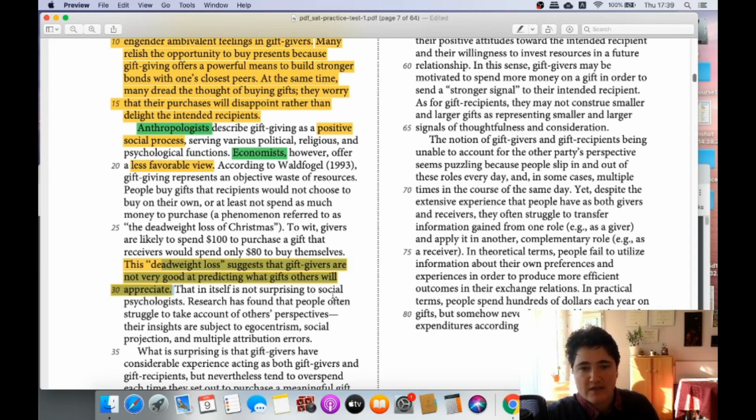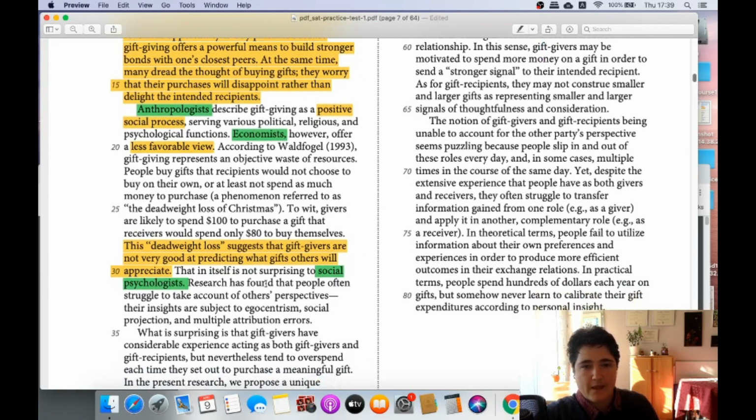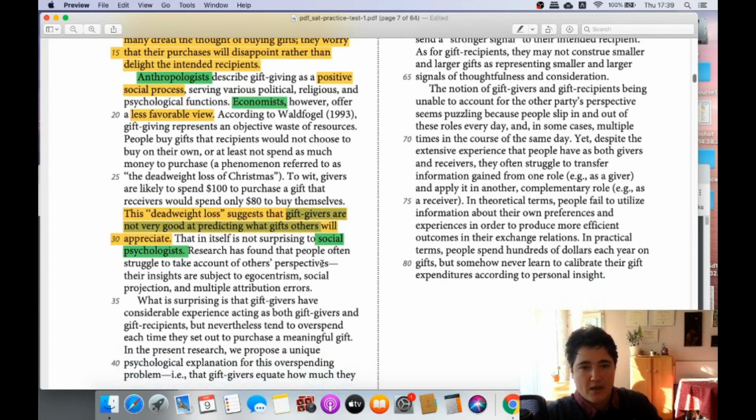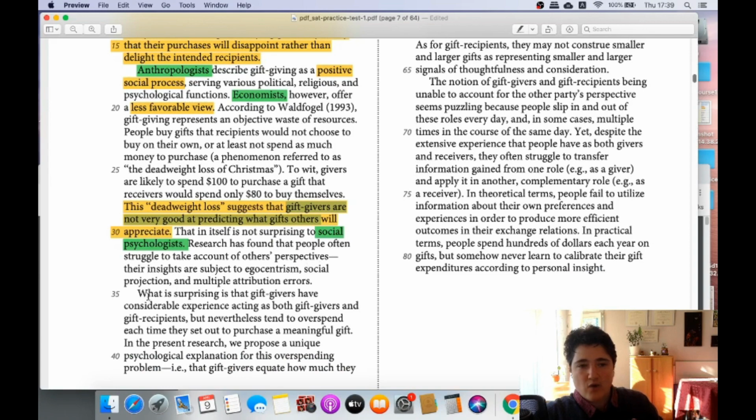Okay, so here you have another group of people, social psychologists, so you also have to circle it. And the same thing: research has found that people struggle to take into account other perspectives, so it's the same thing. This is the main topic. And we go on to the next paragraph.